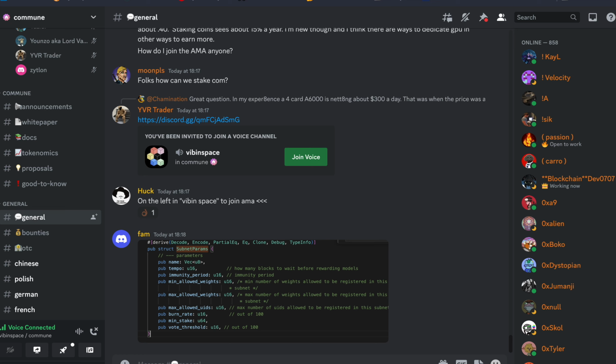And so we basically have these parameters. The burn rate will default to 0. It's between 0 and 100. If it's above 0, then that will basically be the ratio of the emission that is being shared amongst the modules.